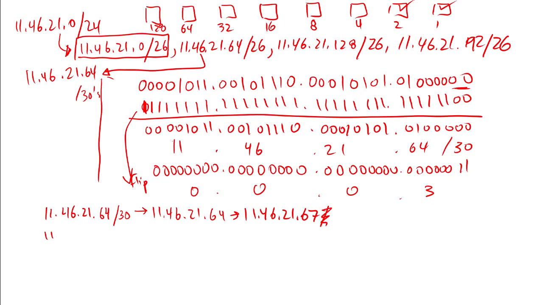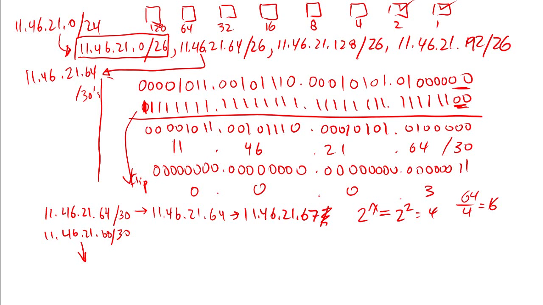And then we can write out our next network and just add 4. We know it's 4 because 2 to the x equals 2 to the 2, because there are 2 zeros here, so that's 4. So 68/30. And we know that the original width of this was only 64. So 64 divided by 4 is 16. So we only have 16 of these networks.